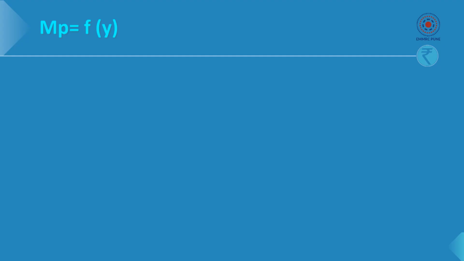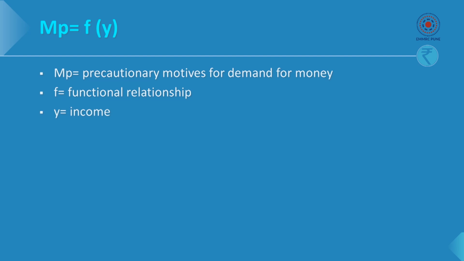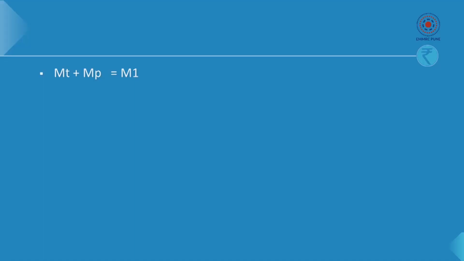The equation for precautionary demand for money is MP equal to f of Y, where MP is the precautionary motive for demand for money, f is a functional relationship and Y is income. So, the precautionary demand for money is also a function of income, which has a direct or positive relationship. If we combine the transaction and precautionary demand for money, this equation shows that both motives depend upon the level of income rather than the rate of interest. That is why MT plus MP is equal to M1, which is a function of income.